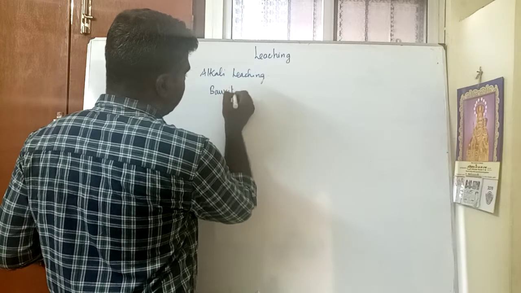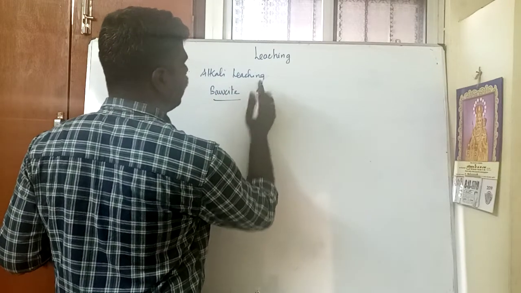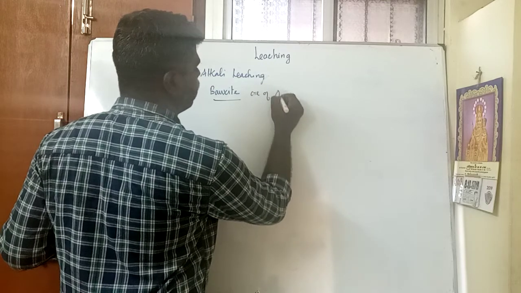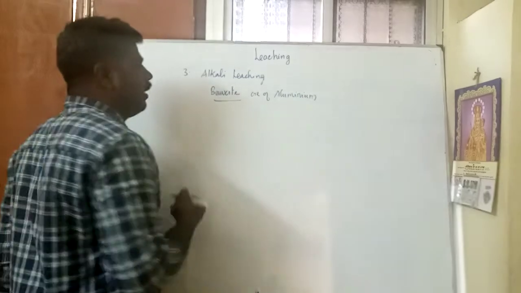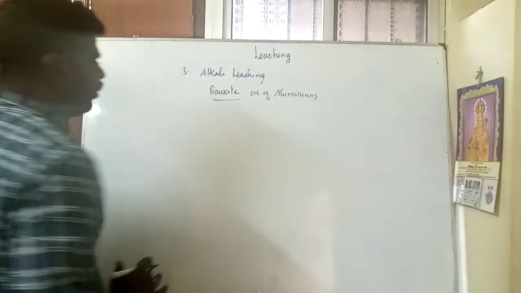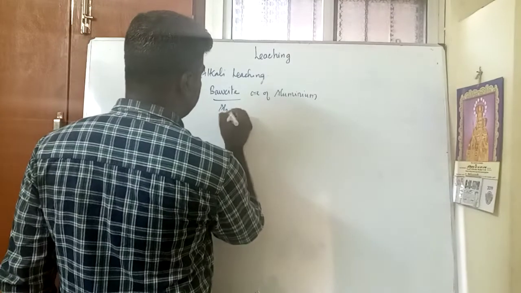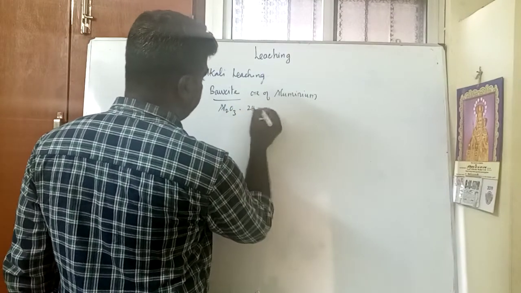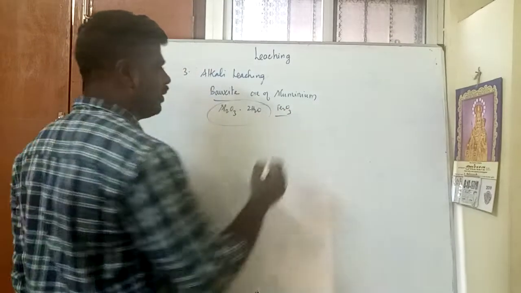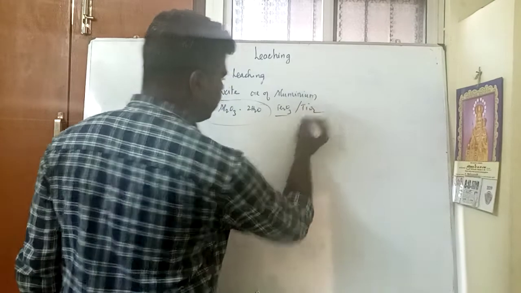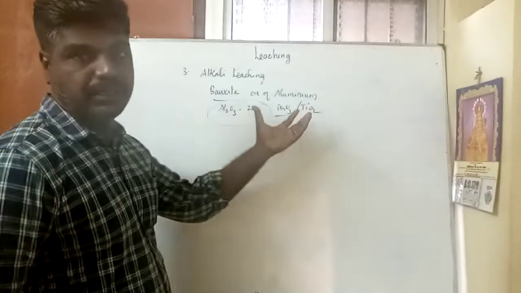Bauxite is an ore of aluminium. Here we are going to remove impurities like iron oxide. This bauxite, Al2O3 dot 2 molecules of H2O, contains impurities like a large amount of iron oxide together with titanium oxide. So it's our duty, we have to remove this gangue.